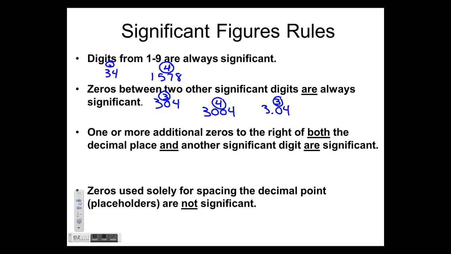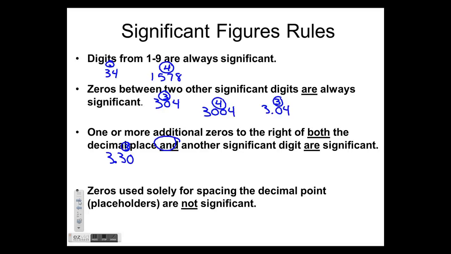Okay, easy. Third rule is also easy. 1 or more additional zeros to the right of both the decimal place and another significant digit are significant. Okay, and it has to be both. It has to be to the right of the decimal place and to the right of another significant digit. So if I have 330, okay, is the 0 to the right of the decimal place? Yes. Is it to the right of another significant digit? Yes. So it counts. So this one would have 3.